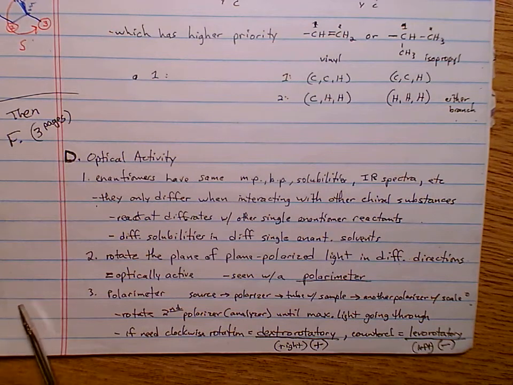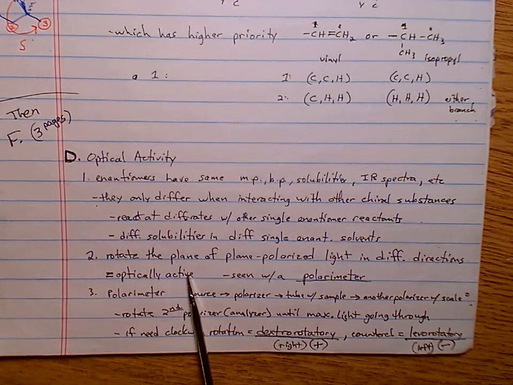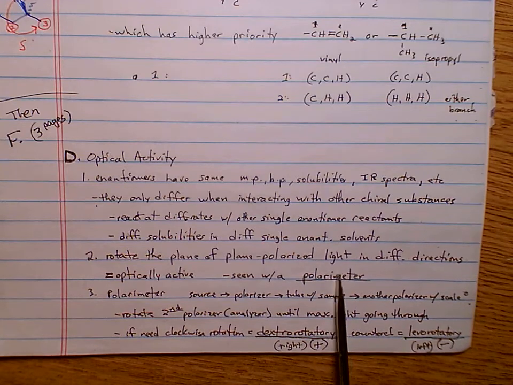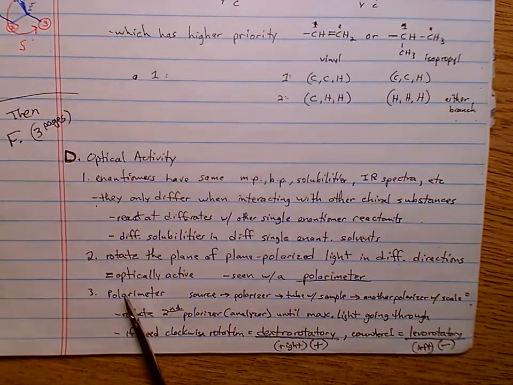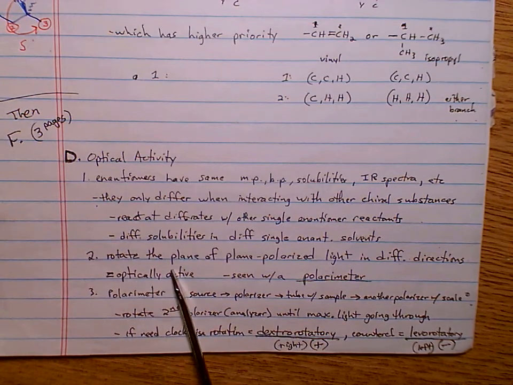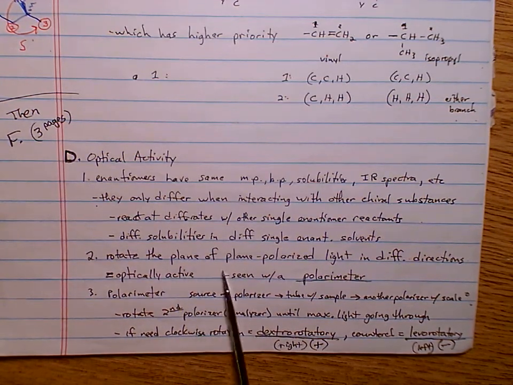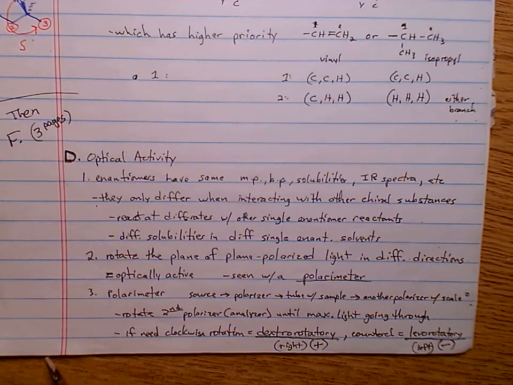The other thing is the two enantiomers rotate the plane of plane polarized light in different directions, which means we say they are optically active, because they actually do rotate the plane of plane polarized light. And this can be seen with a polarimeter.